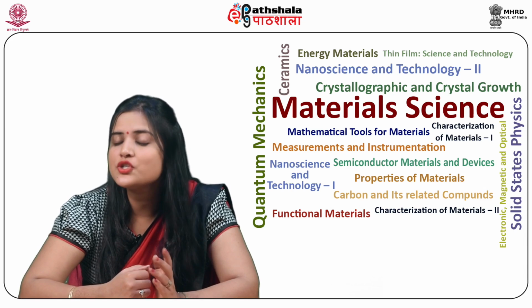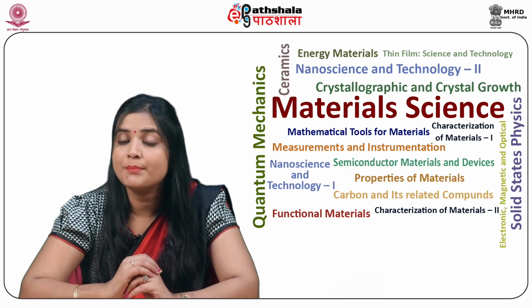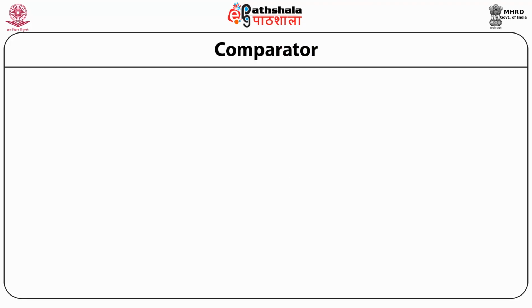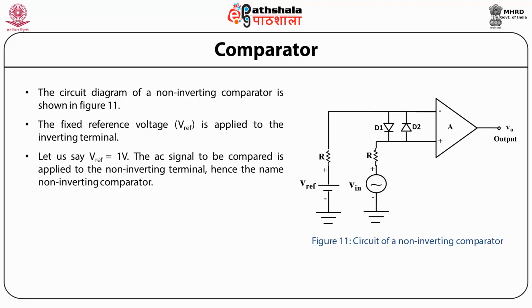Comparator can be inverting or non-inverting depending on whether the signal to be compared is applied at the inverting or non-inverting terminal. The circuit diagram of a non-inverting comparator is shown in the figure. The fixed reference voltage V reference is applied to the inverting terminal. Let us say V reference is equal to 1 volt. The AC signal to be compared is applied to the non-inverting terminal, and hence the name non-inverting comparator.